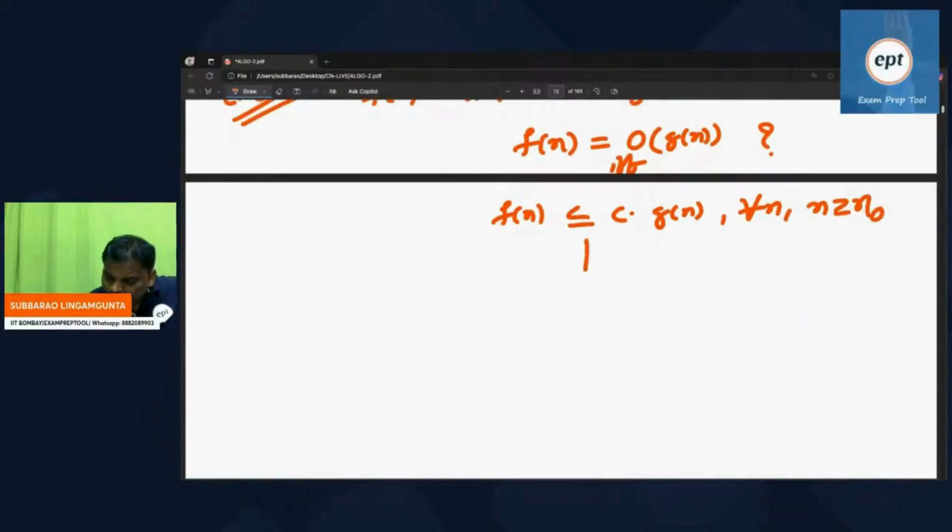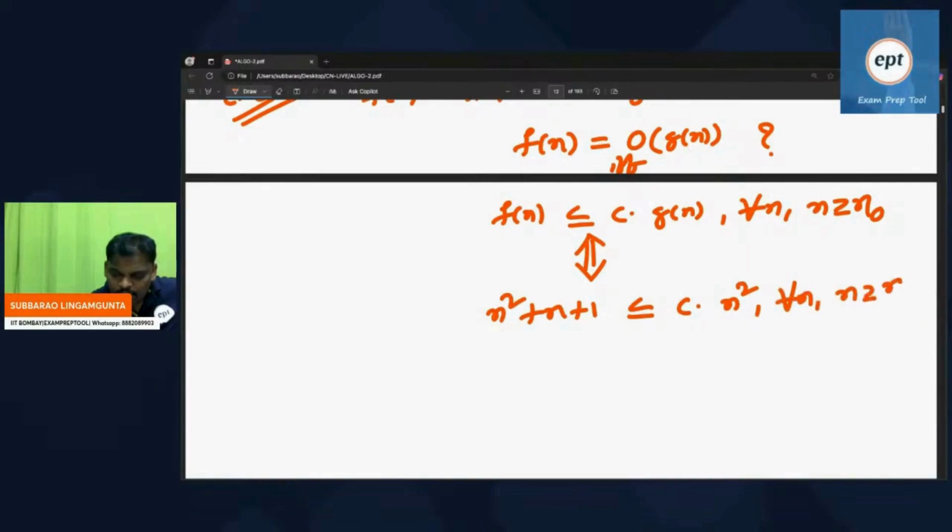I have to satisfy this condition. Can I satisfy it or not? Let me check. f of n is n square plus n plus 1, less than or equal to some c into g of n, which is n square, for all n where n is greater than or equal to n0. So Big O notation says that comparing left and right, the right should be bigger.